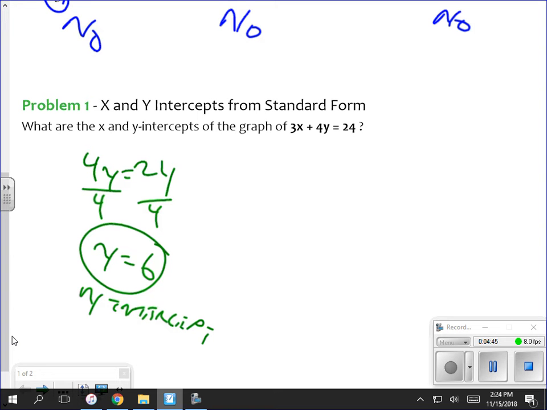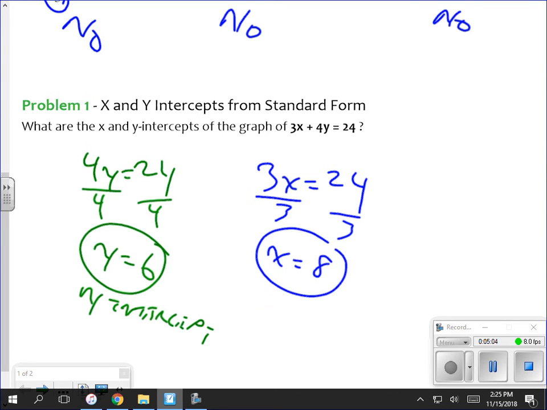That's your y-intercept. Now take your finger, cover up the y's. What do you have if you cover up the y's? 3x equals 24. Solve for x. Divide by 3. x equals 8. This is your x-intercept. This is where that graph crosses the x-axis.